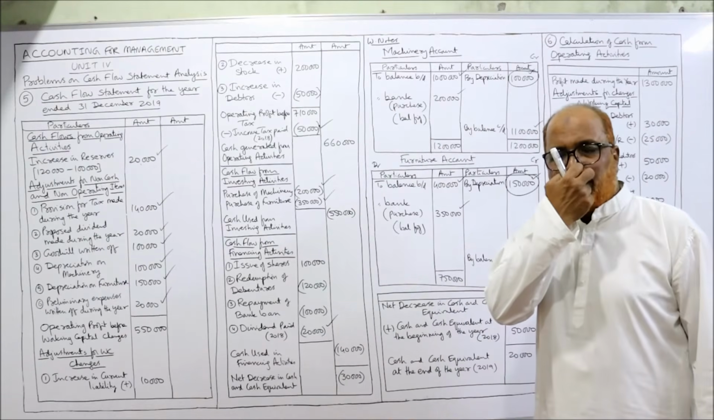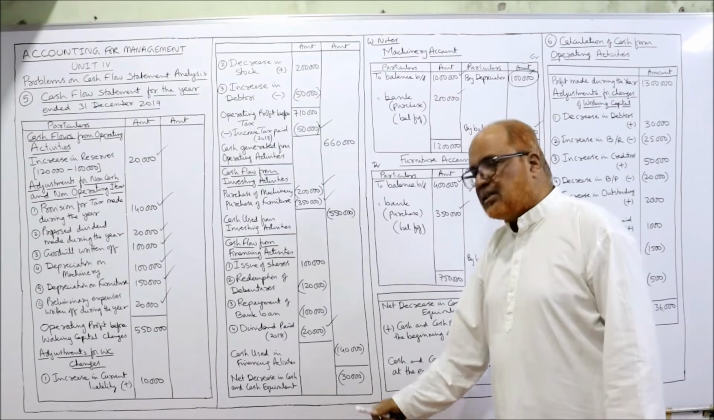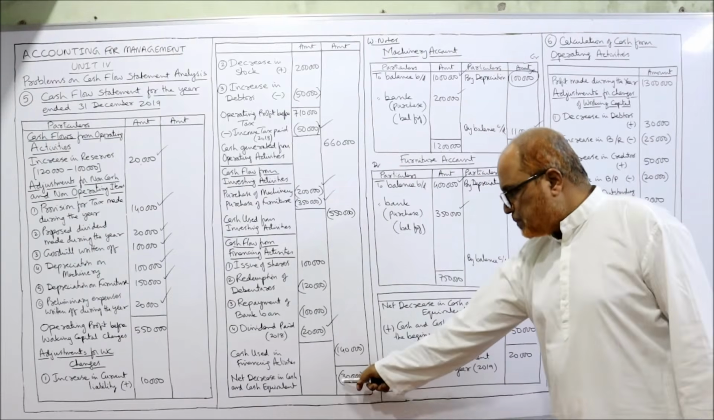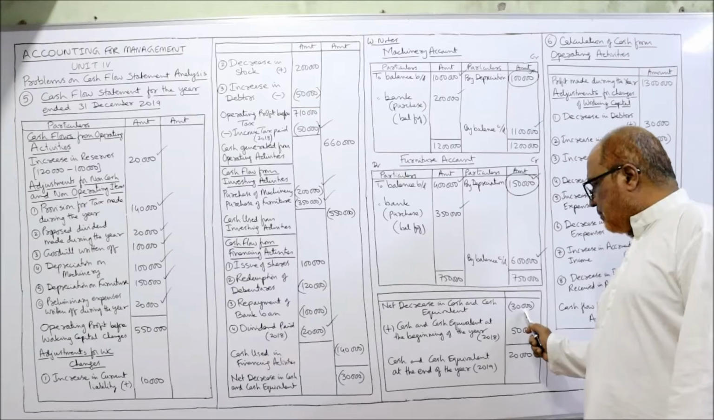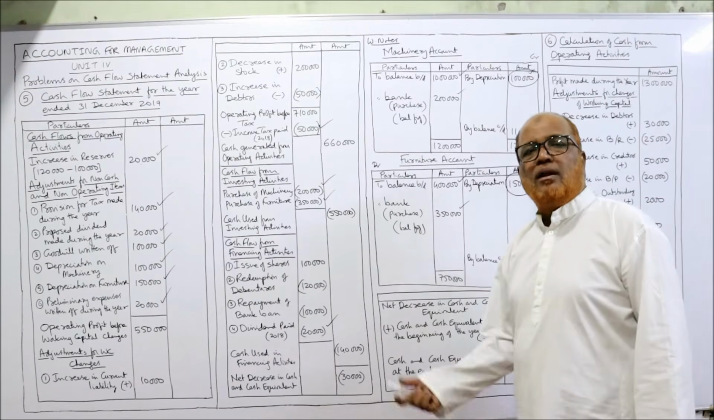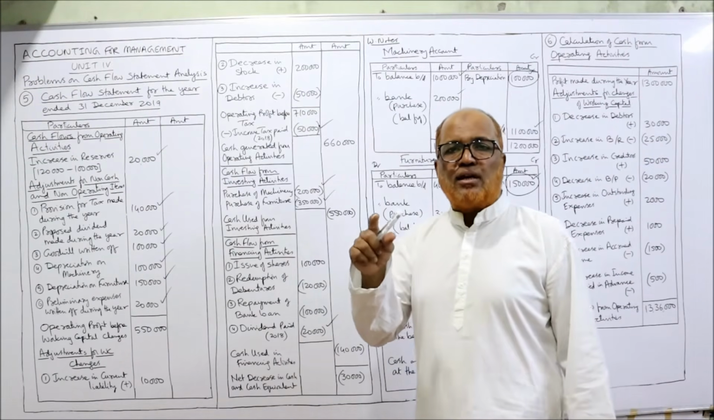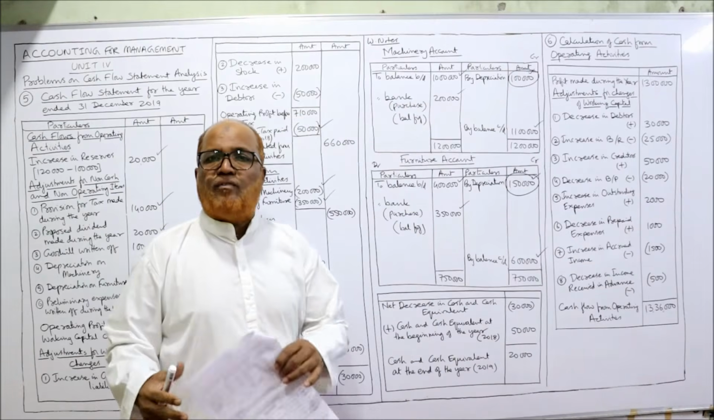Net decrease in cash and cash equivalent during the year 30,000. Now there is no space there, that's why I am continuing here. Net decrease in cash and cash equivalent, minus 30,000, I have taken. Now we take the cash and cash equivalent at the beginning of the year.